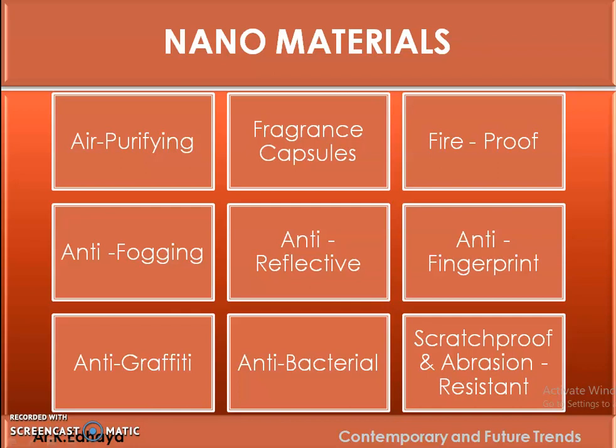from your spaces. Then you have scratch proof and abrasion resistant. So what happens here is every material will have friction. When surfaces are in contact with each other, you will have friction happening. So while you have friction, again it is going to scratch your surface. So that can be again avoided using nanomaterials.